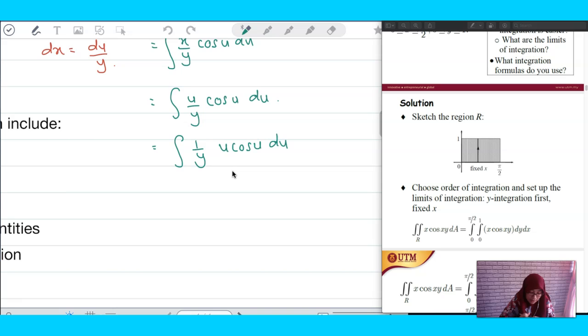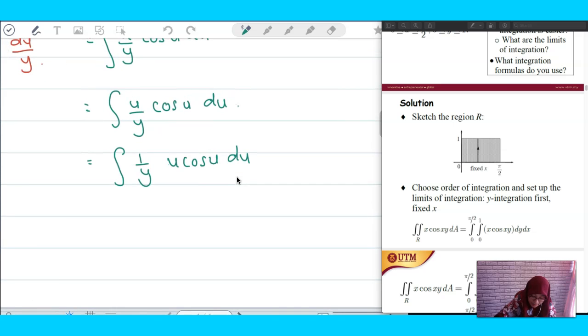Okay, in this case now, maybe we can use by parts, because at the moment 1 over y is a constant. Now we just focus on the expression in terms of u, because we actually got u from x, right? Okay, so now by parts. So what is by parts? What is the formula of by parts?